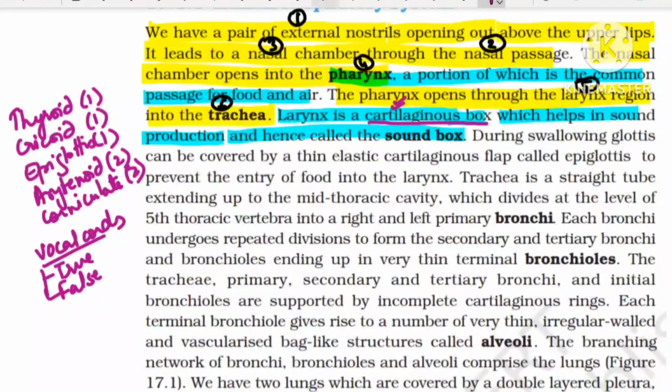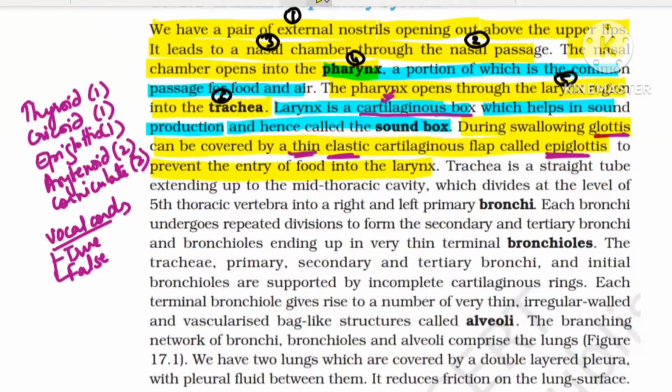cord. Now, during swallowing, when we swallow that time, glottis is an aperture from where the air will enter into the larynx to reach the trachea. So glottis is covered by a thin elastic cartilage flap called epiglottis. So epiglottis is your elastic cartilage and it is thin. Why is it covering it? So as to prevent the entry of food into the larynx. Is it clear? Sequence, I hope you are understanding it.